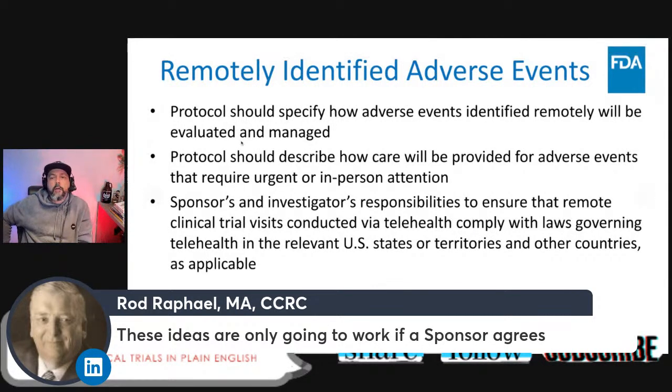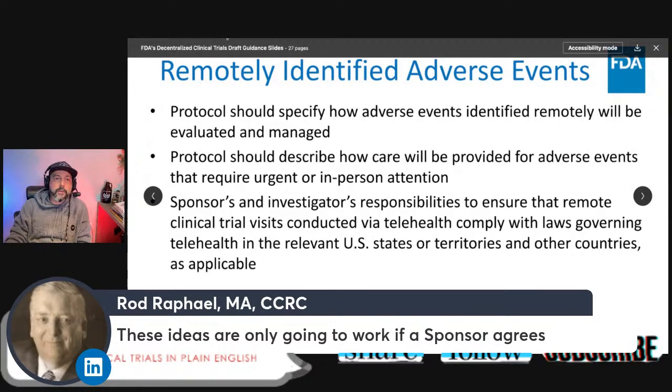Protocol should describe how care will be provided for adverse events that require urgent or in-person attention. This sounds like an emergency room type of thing, or in-person attention. The AE we have with our patient is not urgent, but we did make an unscheduled visit to follow up on it. So sites are already doing this stuff. I don't get what the big deal is about all this.